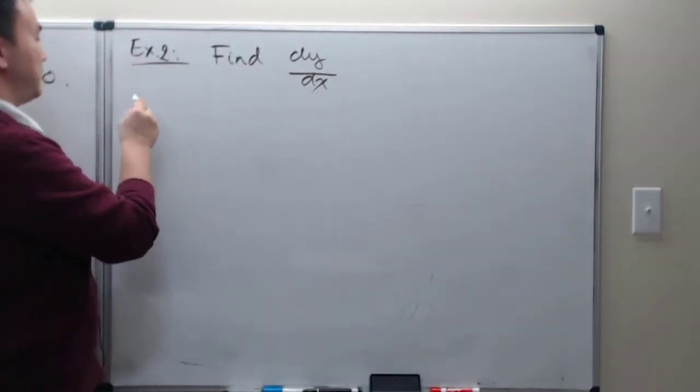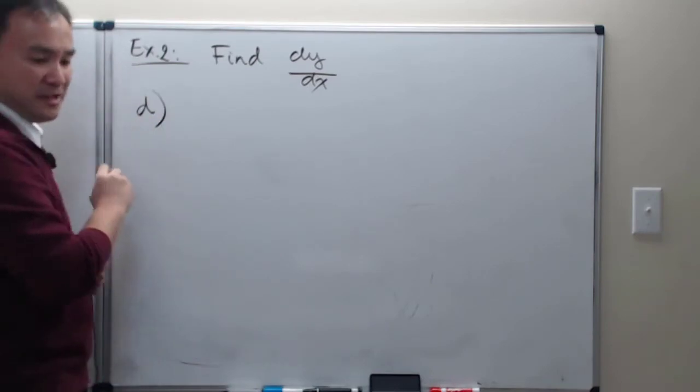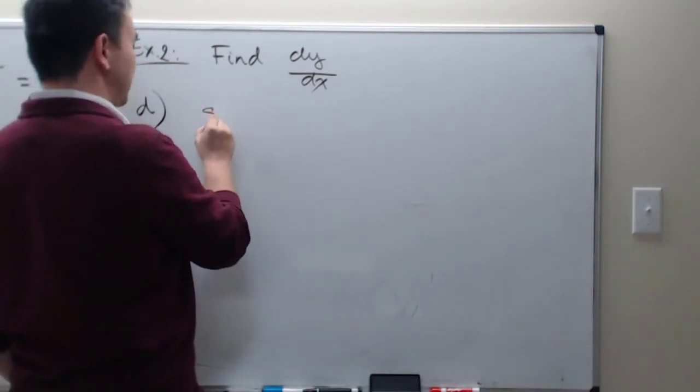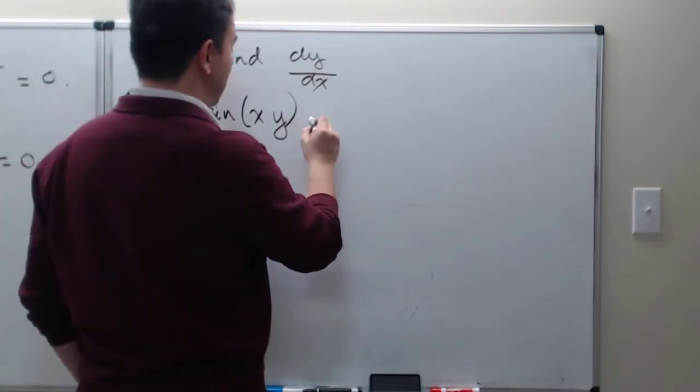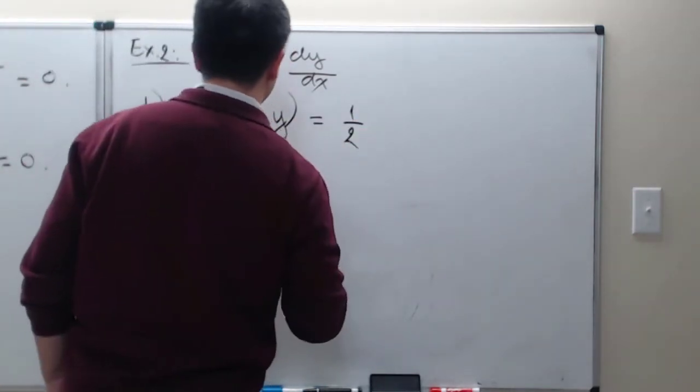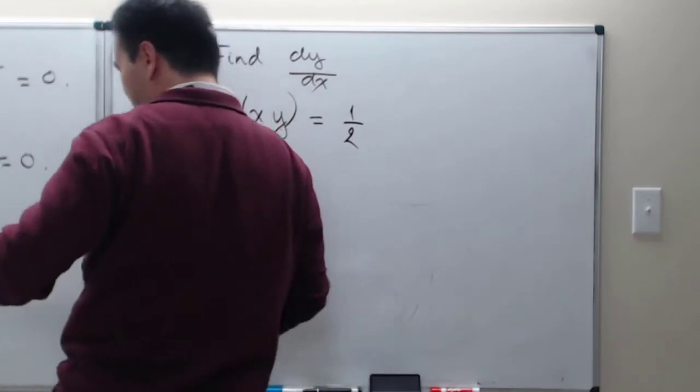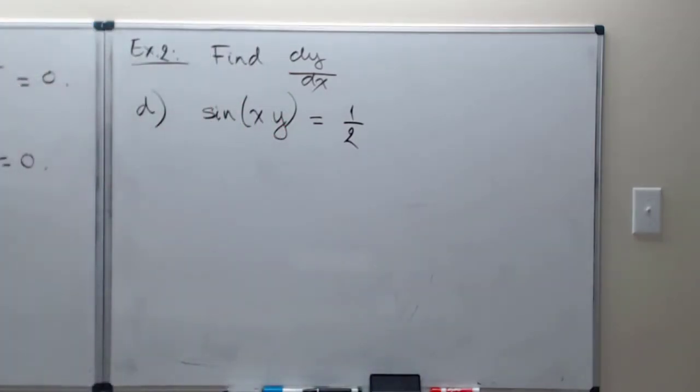All right, so part D of our example. Let's say we have an equation as follows: sine of x times y equals 1/2. The equation looks simple, but it could be dangerous. But no worries, we have already found a way to handle that.